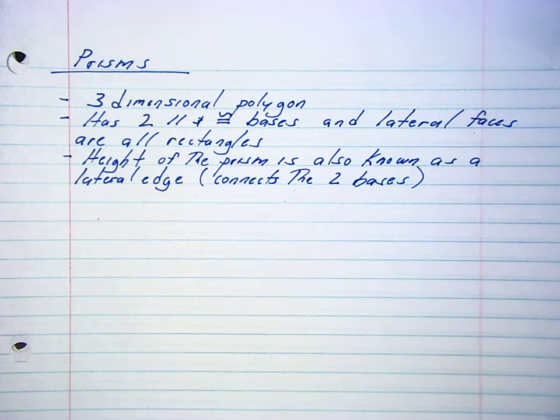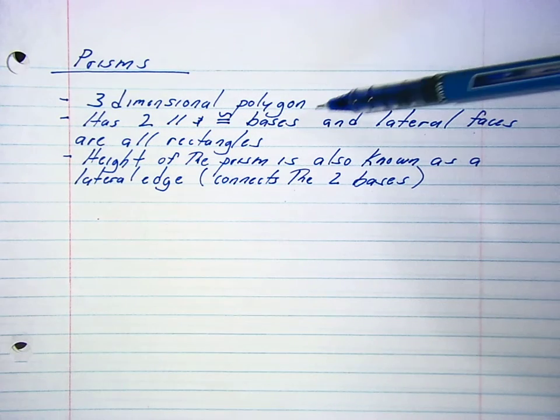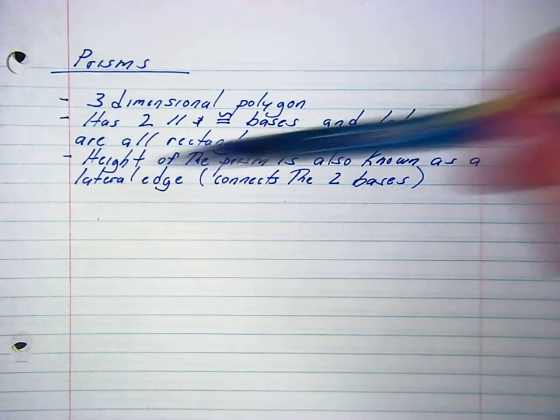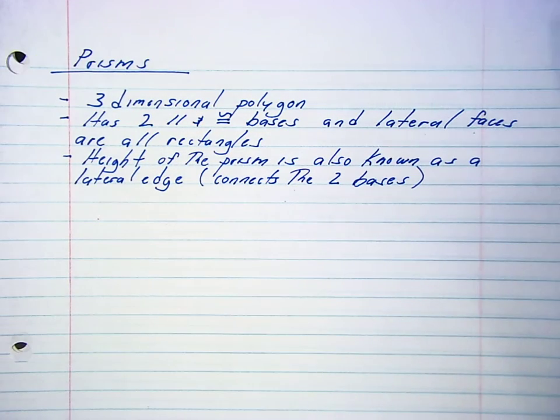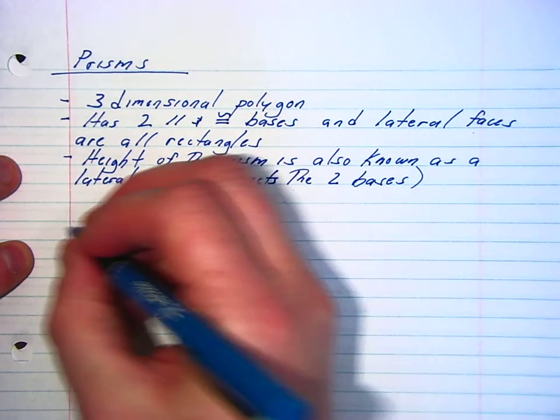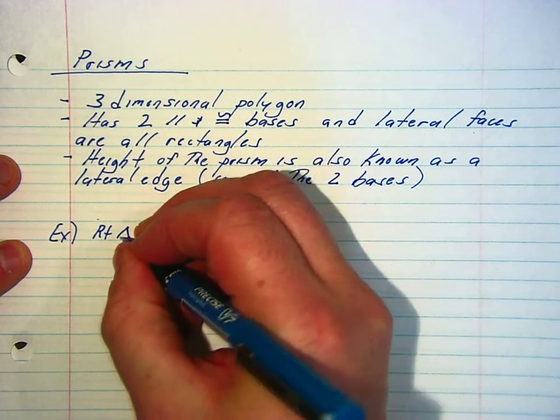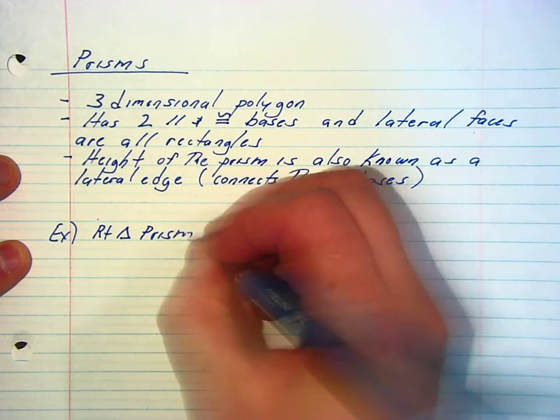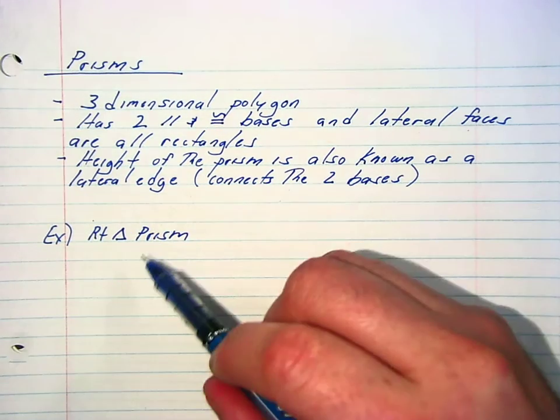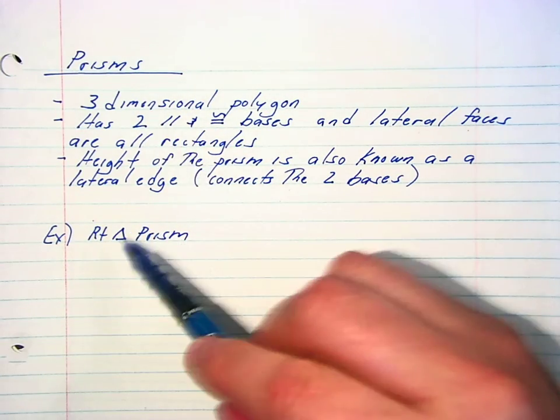So what a prism is, it's a three-dimensional polygon. It has two parallel and congruent bases, and then it has things called lateral faces that will all be rectangles. All right, so first thing I'm gonna do is show you guys how to draw a prism. It's super easy. You're gonna figure out what kind of prism it is. So prisms are named by whatever the shape of the base is. So our example that we're gonna do is a right triangular prism. What that means is that the base, that we have two of them, is a right triangle.